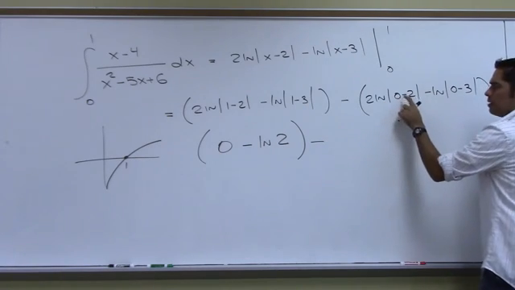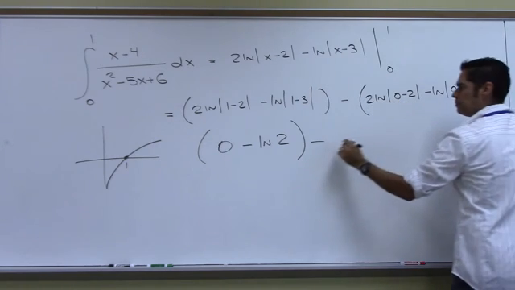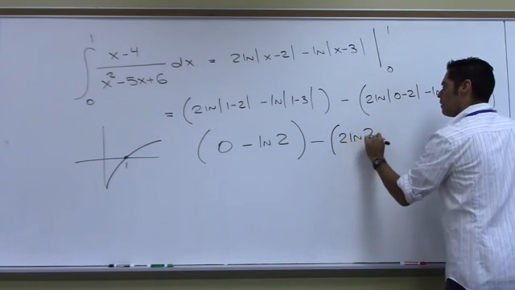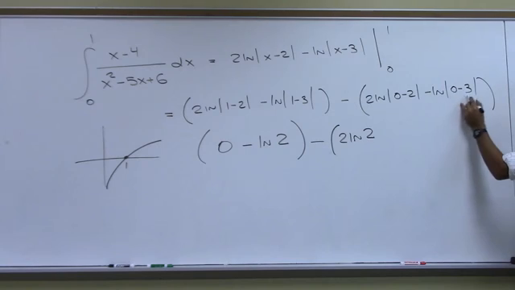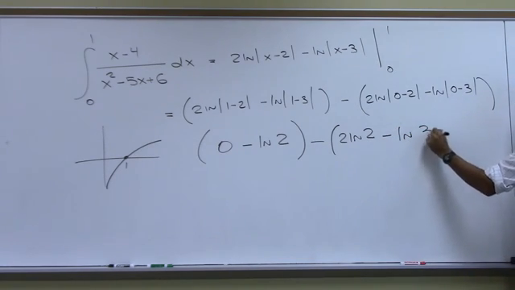This is, what, 2 again, right? So 2 natural log 2. And then right here, minus natural log 3.